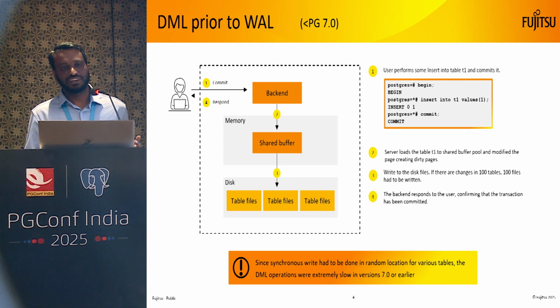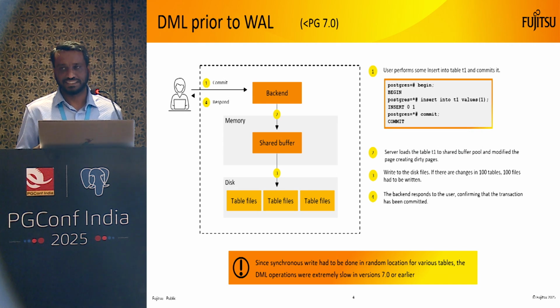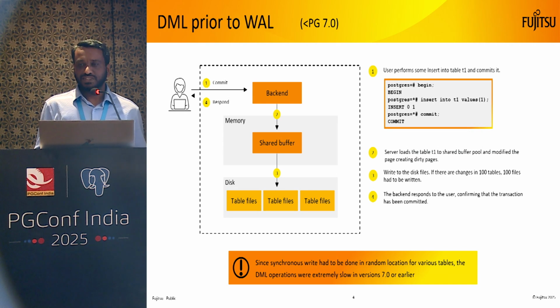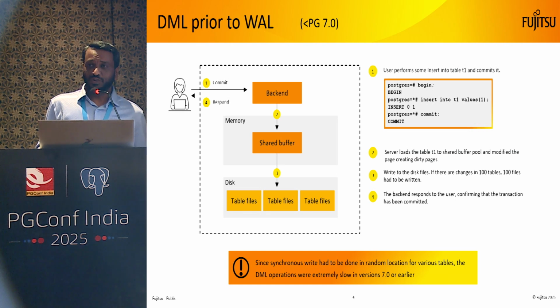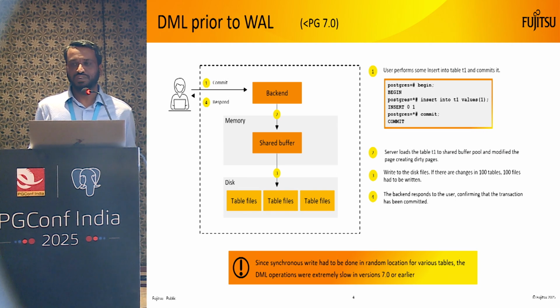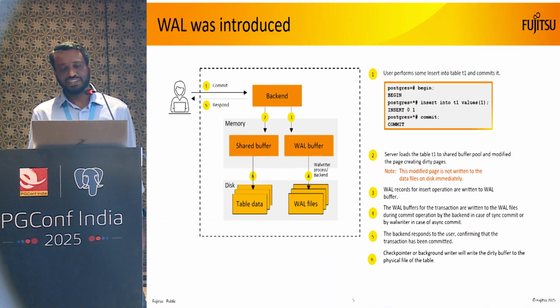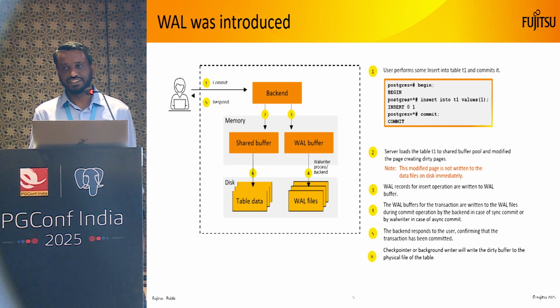If we have a transaction which operates on hundreds or thousands of tables, we will have to go and write in random locations on disk, hundreds or thousands of files. So the commit operations were extremely slow prior to PG7, as synchronous commit had to be done. If we didn't do it, the problem was that if there was a crash, we would lose this data. So we had to flush it to disk. To solve this issue, Postgres introduced the WAL feature.